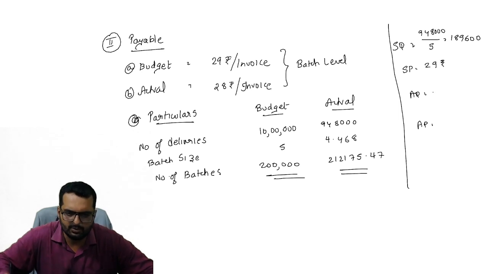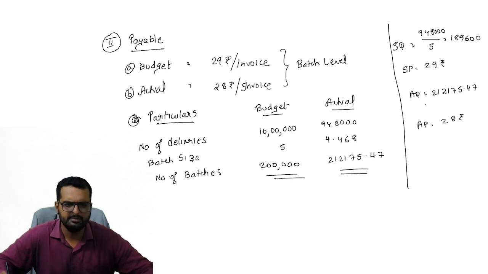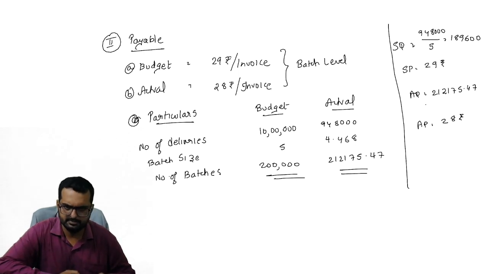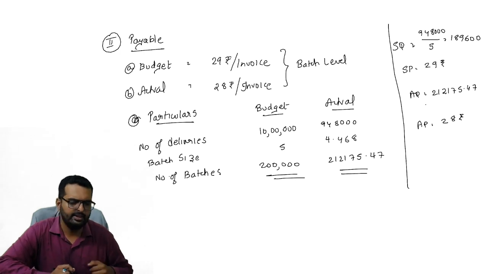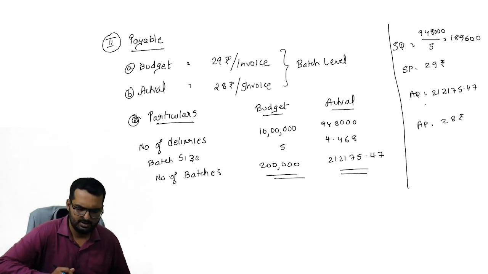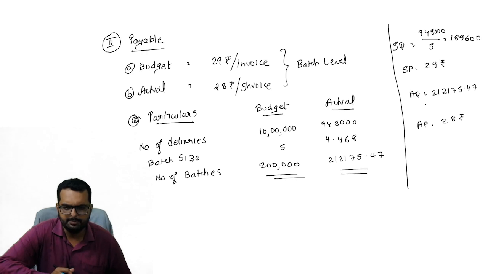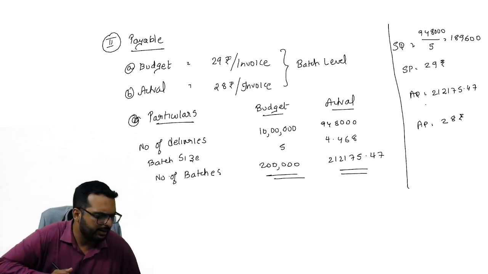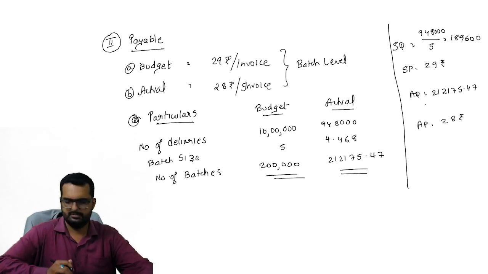29. Actual number of batches we already got 2,12,171.47, and the actual price is 28 rupees. Am I right? Yes. Write down this like 40,900. All right. Write down this and then find out all the variances. Come on.